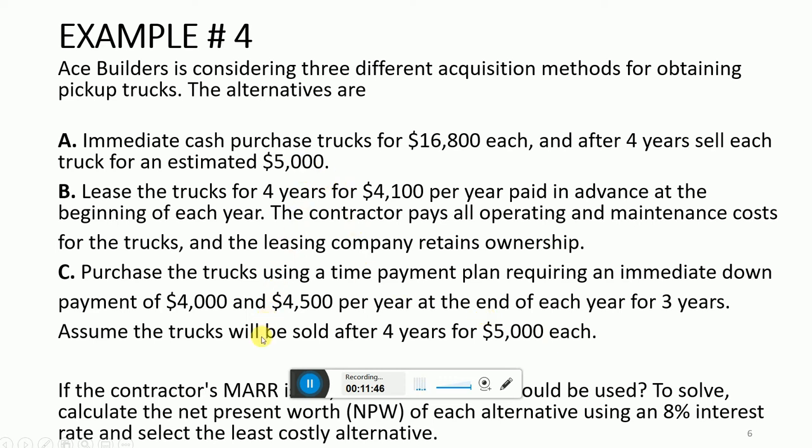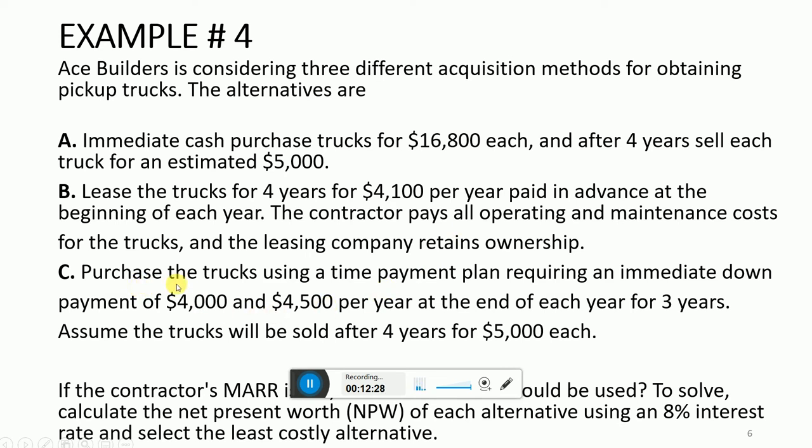So these are three different scenarios. In the first case, he has to pay all the amount in advance. For one pickup truck, the cost is 16,800, but after 4 years he can sell it for $5,000. In the second case, he has to lease the truck for 4 years, and every year at the beginning of the year he has to pay $4,100, and he doesn't have the ownership. The leasing company which is giving it on lease retains the ownership.